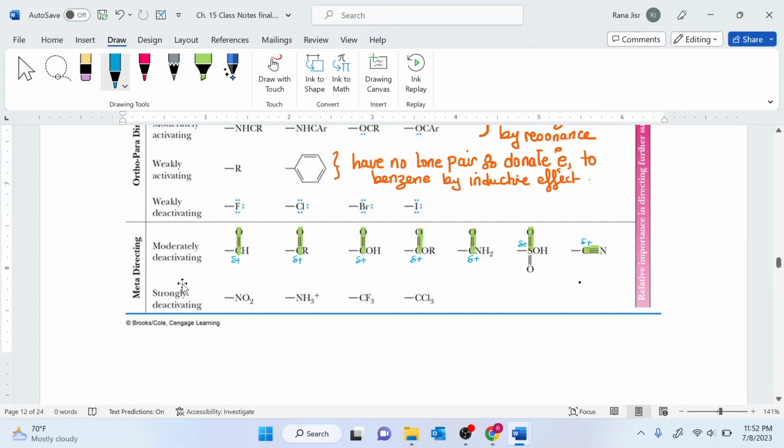Now, for the strong deactivating groups, these are the nitro group, the ammonium group, the carbon trifluoride and the carbon trichloride, CF3 and CCl3. All of those four are very strong deactivating groups. Normally, deactivating groups, which are electron withdrawing groups, are meta directors. So they direct the meta position.